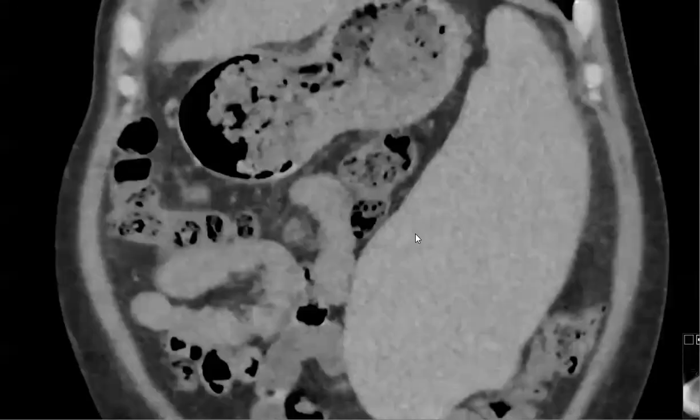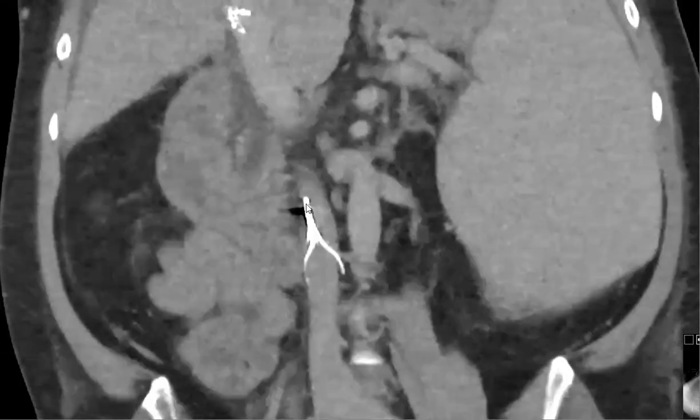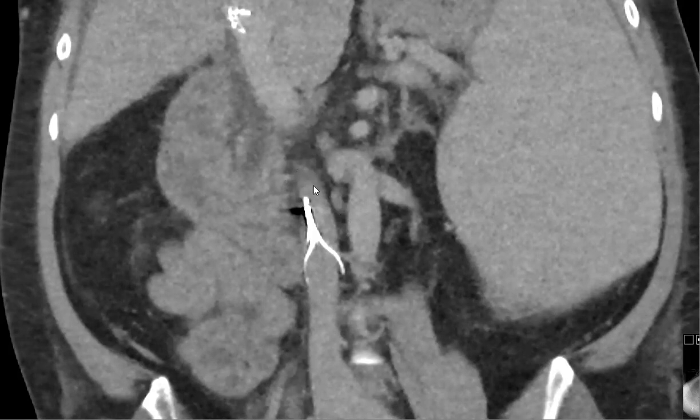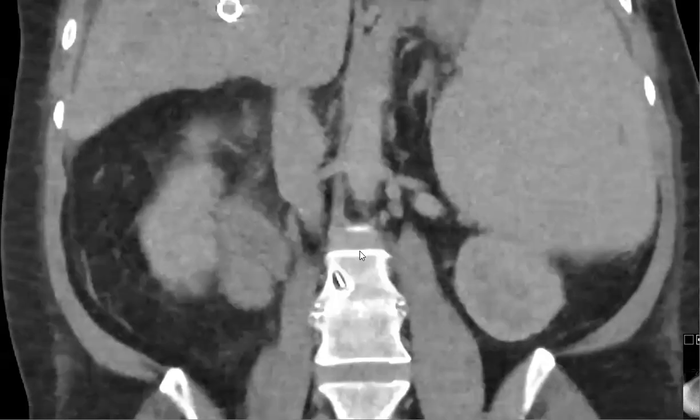If you look at the coronal image, we can see the hook of the filter is still within the lumen. So typically what can be done is this can be accessed, and from the top of the hook, the filter can be pulled up a little bit and repositioned for appropriate positioning.